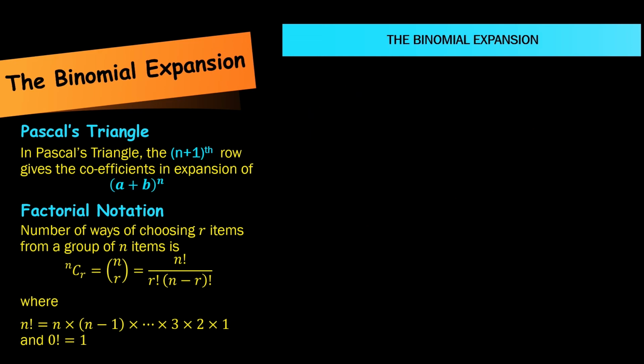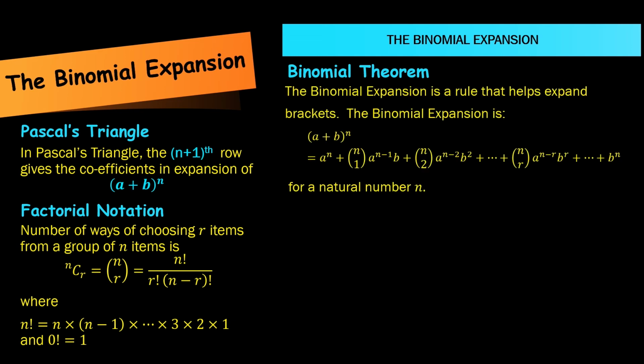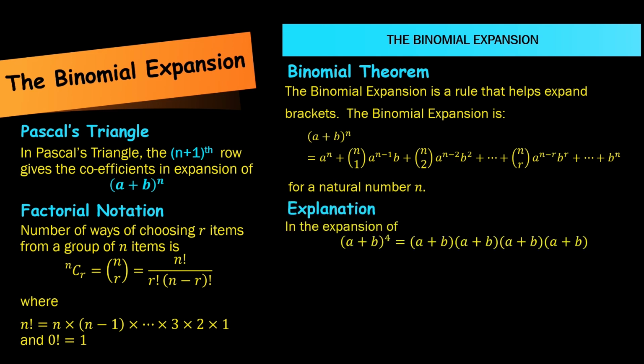Let's now build on what we've learnt. We're going to have a look at the binomial theorem. The binomial expansion is a rule that helps expand brackets. It gives us an expansion for a plus b all raised to the power n for a natural number n. This expansion is shown on your screen. In the expansion of a plus b raised to the power 4, let's see how this fits in with the binomial theorem.